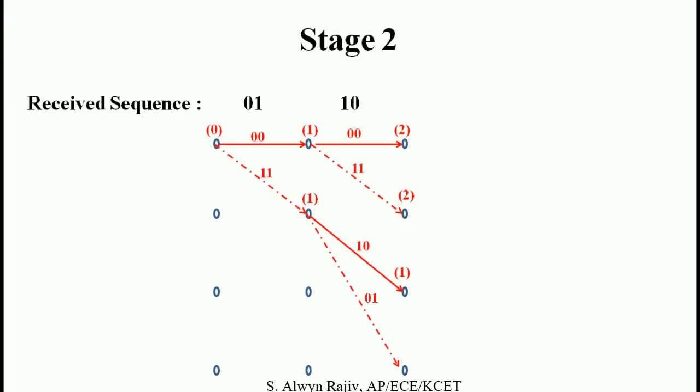Now we are going to compare these two code words. 1, 0, 0, 1. The two bits to be changed. The Hamming distance value becomes 2. The node metric value becomes 2 plus 1, 3. This is the second stage. Now we are moving to stage 3.